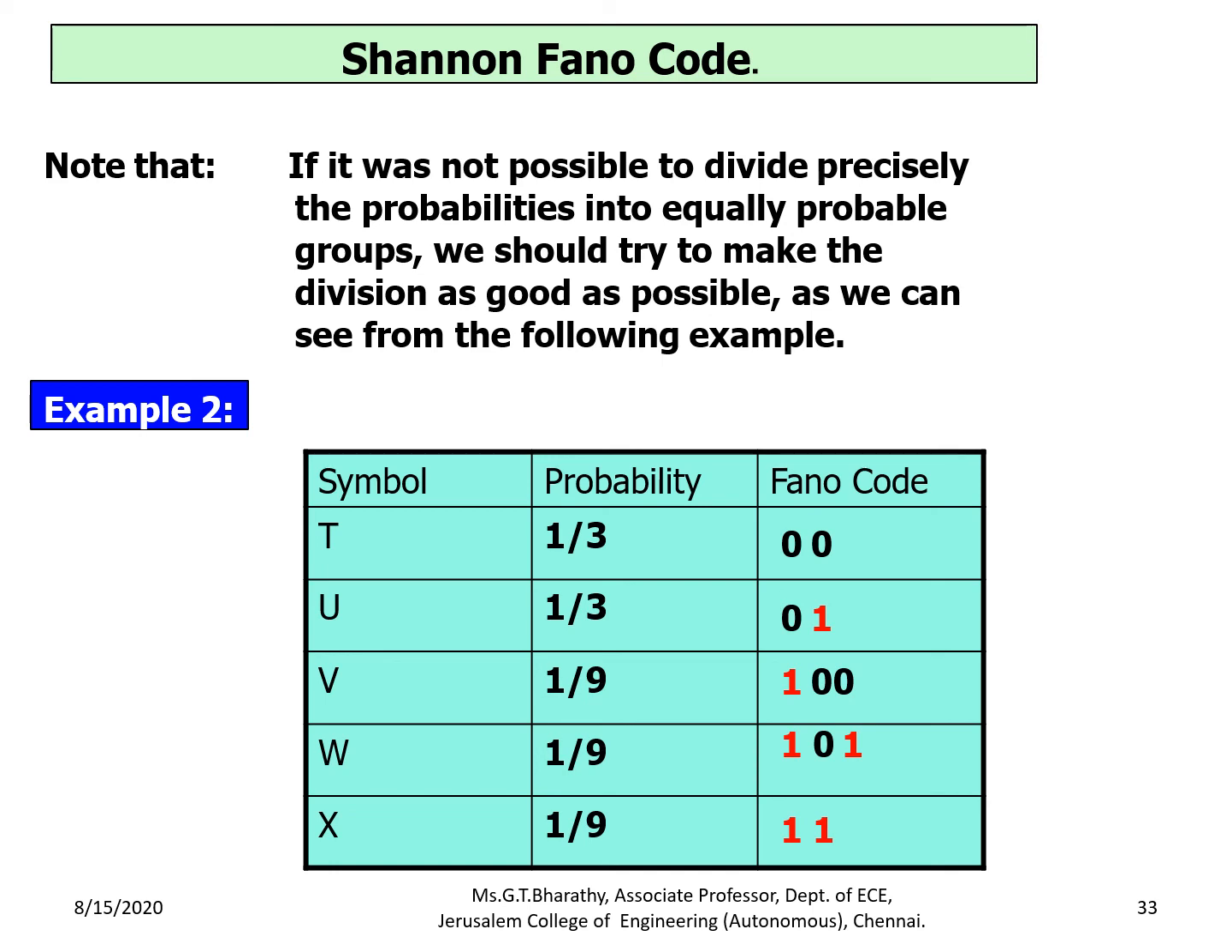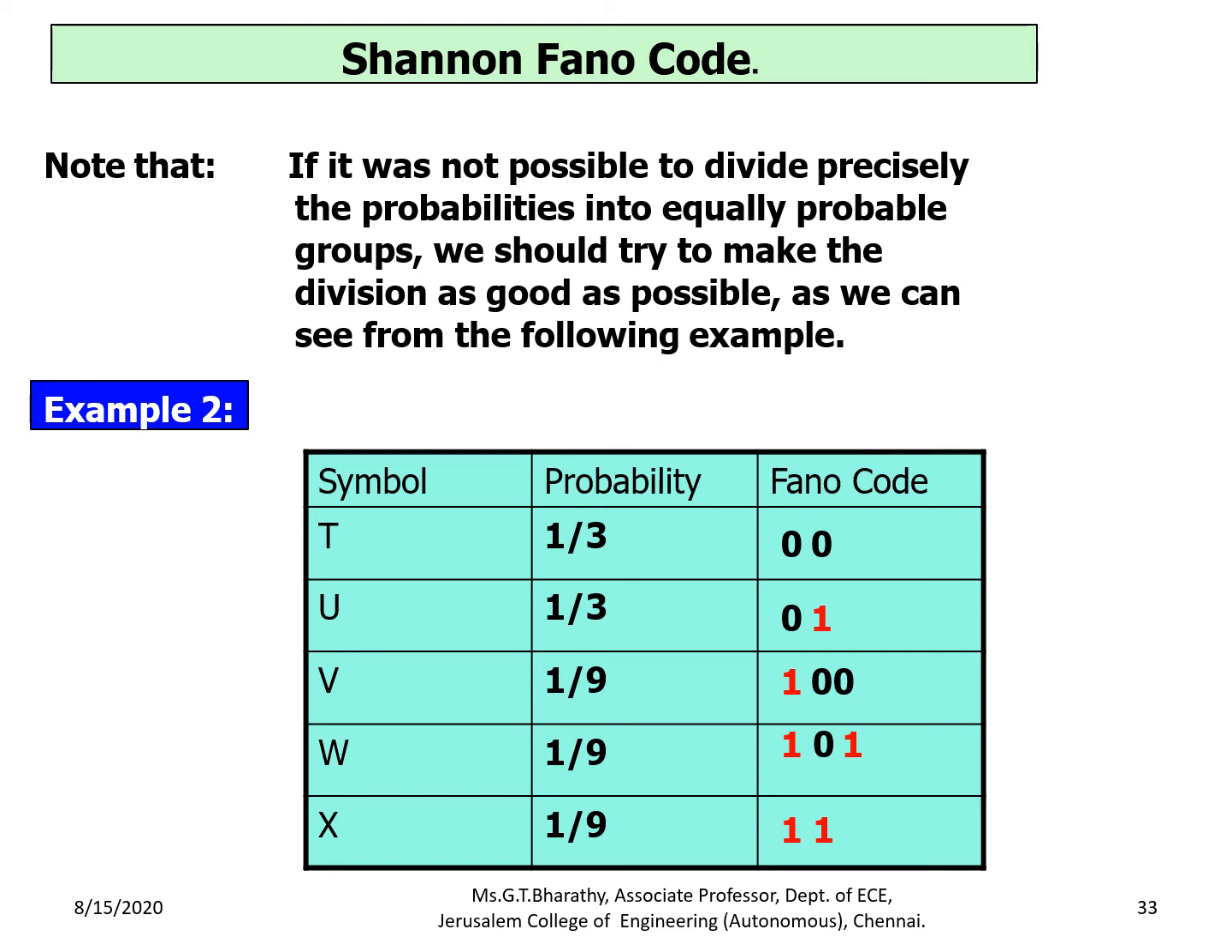Previously I combined the 1/9s such that one was separate and the other two were together, right? Now instead of that, you can go for combining these two 1/9s together, and this 1/9 as a second part. In that case, what happens? 0, 0 has to be represented here at the top and 1 has to be represented at the bottom.